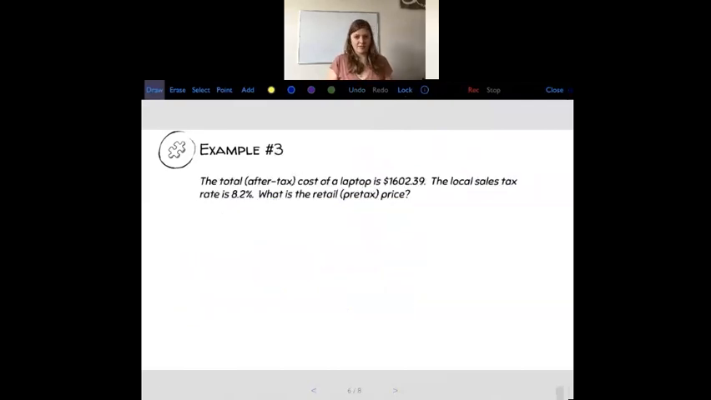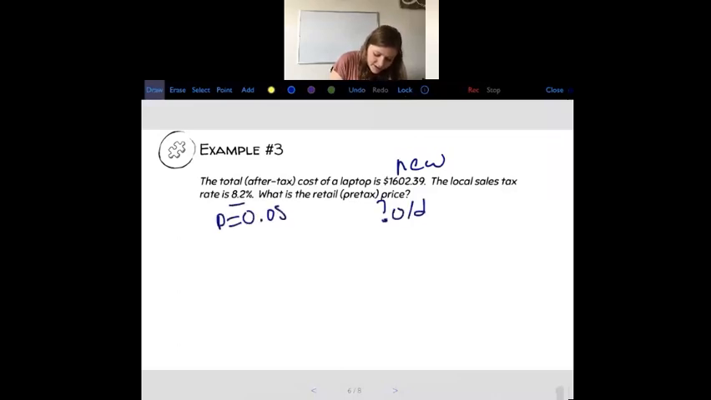Next, using markup, markdown in a little bit of a different way, the total after-tax cost of a laptop is $1,602.39. The local sales tax rate is 8.2%. What is the retail pre-tax price? So in this case, we're given the new, we don't know the old, but we know that the sales tax is 8.2%. So as a decimal, that's 0.082. There's a couple ways to do this problem. We can continue to use our markup formula.